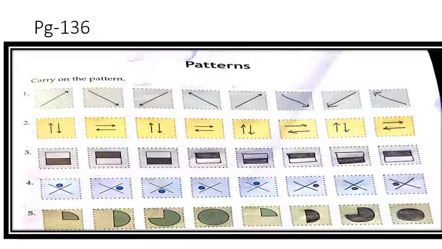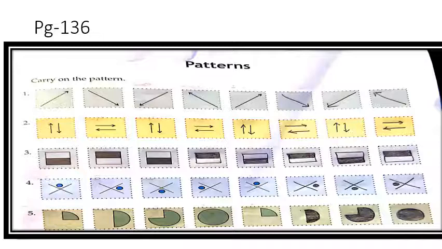So children, we follow the same pattern. So in the blank we draw two vertical arrows. Then in the next one we draw horizontal arrows. Then in the next one we draw two vertical arrows and in the last we draw two horizontal arrows.